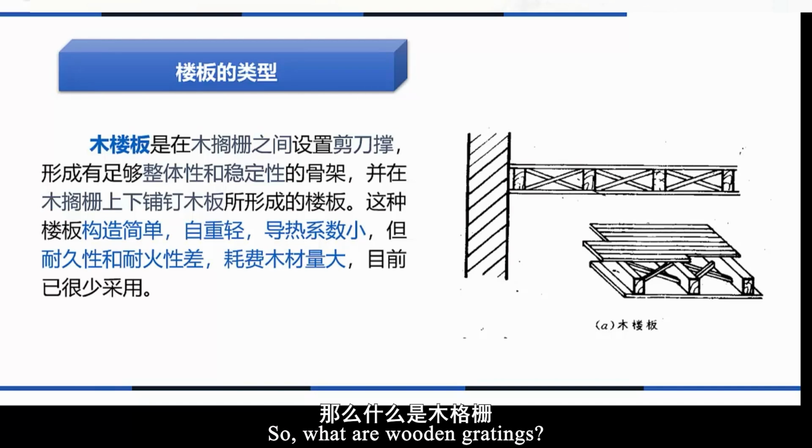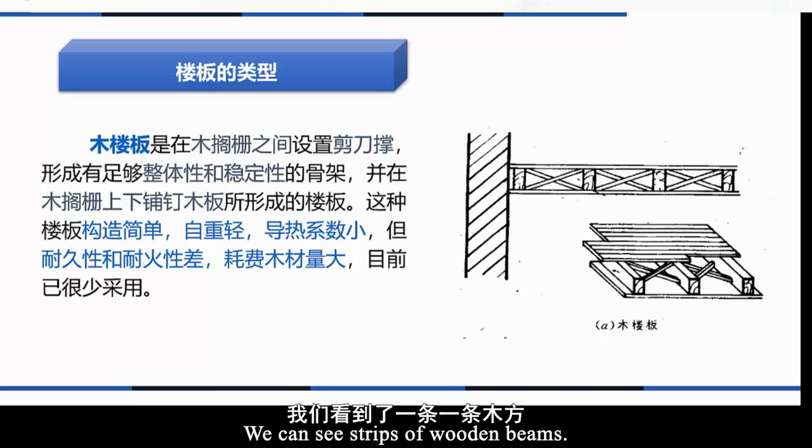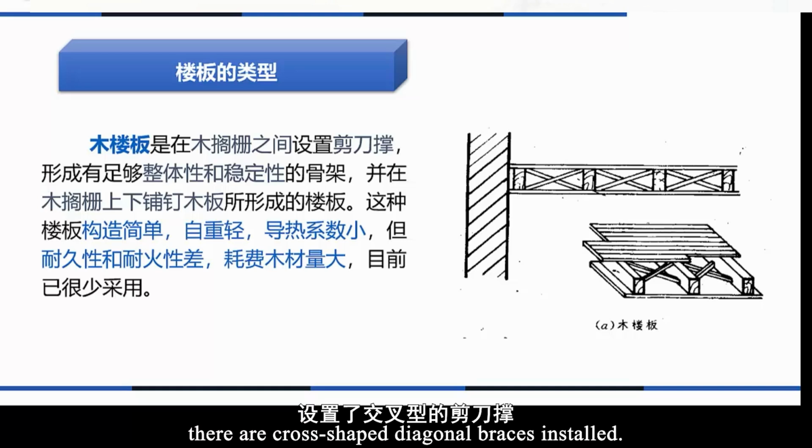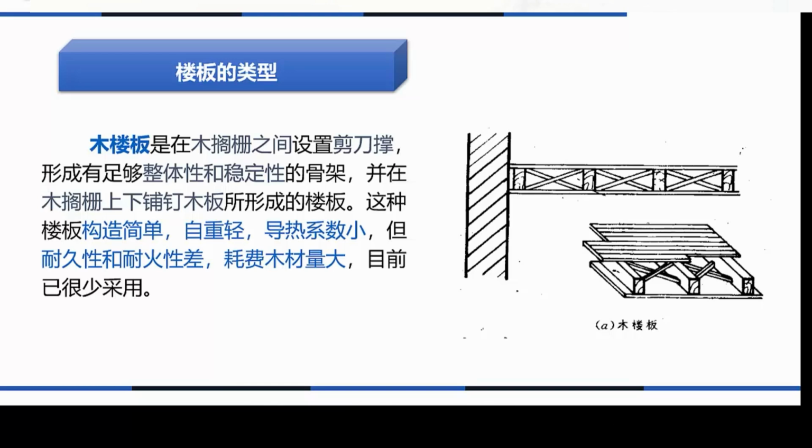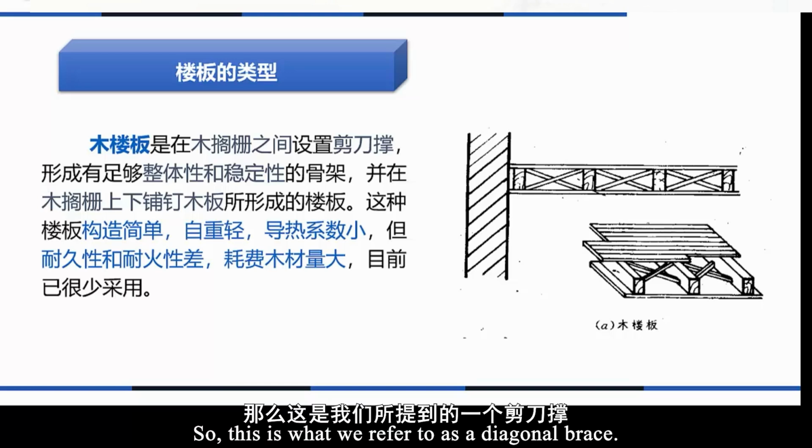So, what are wooden gratings? And what are diagonal braces? Let's take a look at this picture together. We can see strips of wooden beams. These are our wooden gratings. Between the wooden beams, there are cross-shaped diagonal braces installed. So, this is what we refer to as a diagonal brace.